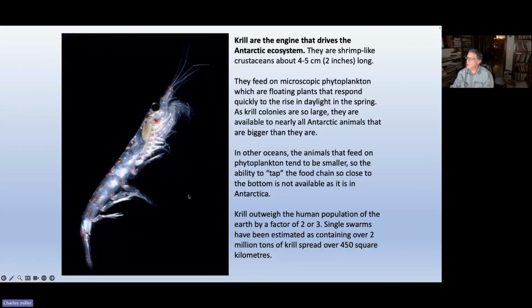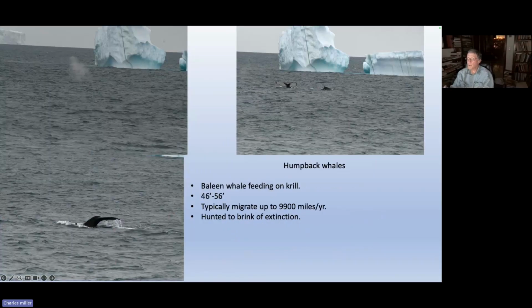And these are known as krill. You heard of krill oil. Well, it comes from the krill. And we're going to see that baleen whales, such as humpback whales, then filter these out by huge amounts. And so that's the krill. And they are up to about 2 inches in dimension.